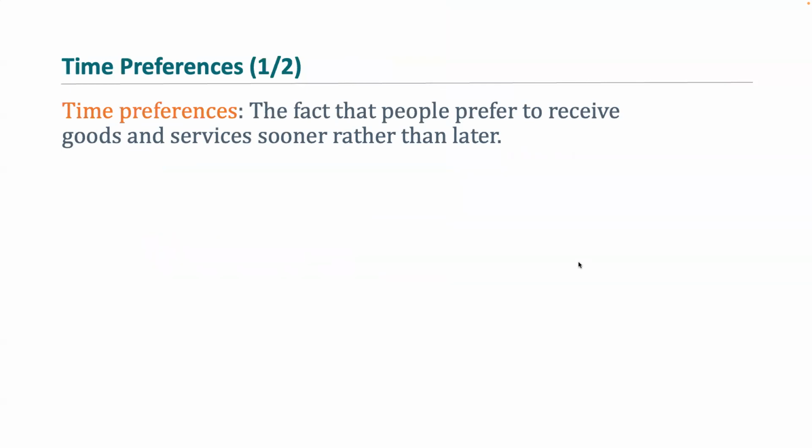Now, time preferences, this just means that people prefer to receive goods and services sooner rather than later. We know that because of things like Amazon Prime, fast shipping, expedited shipping, things like that. Faster is always better. And that's typically how we feel about money as well. We would prefer to have $50 now versus $50 later.